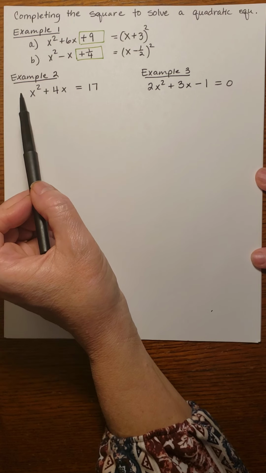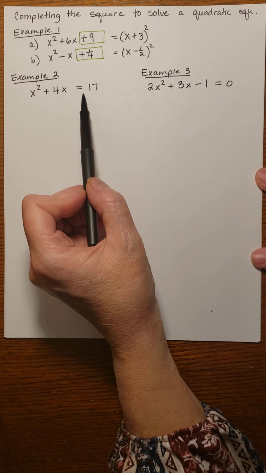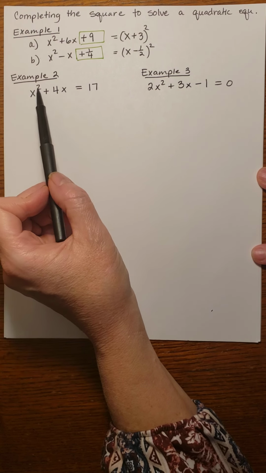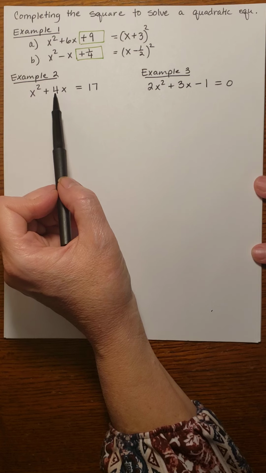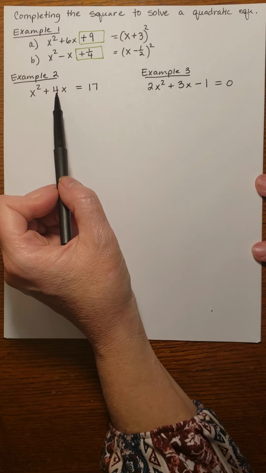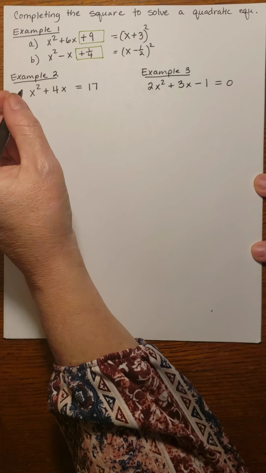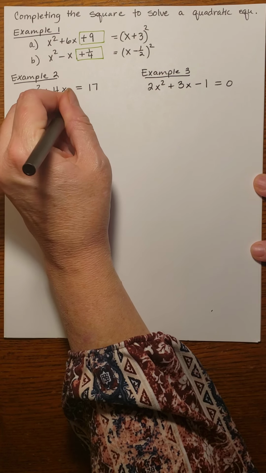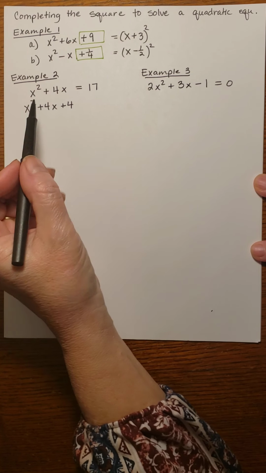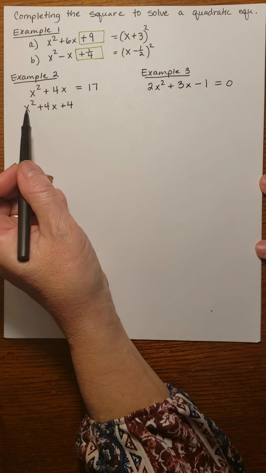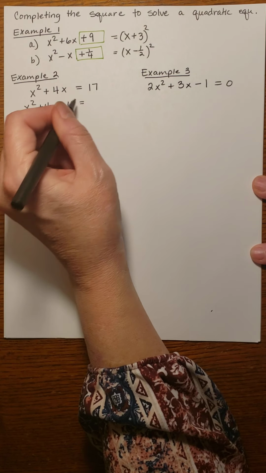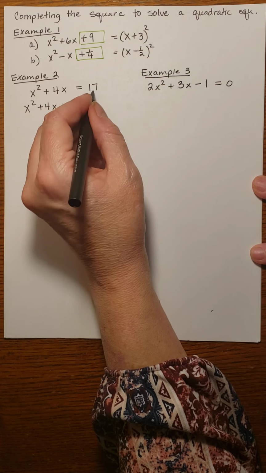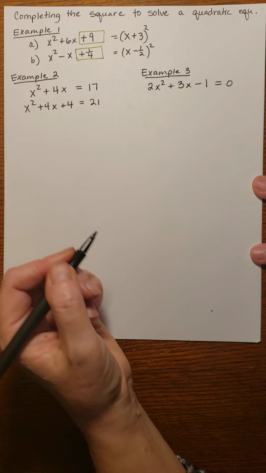And here in example 2, we have x squared plus 4x equals 17. So I want to complete the square here. I have x squared plus 4x, and I want to take half of 4, that's 2, square it, that's 4. So I'm going to add 4 to both sides of the equation. Here, I'm adding 4 to create a perfect square trinomial. And then what I've done to this side, I also have to do to the other side. So I'm going to add 4 to 17, and that will give me 21.